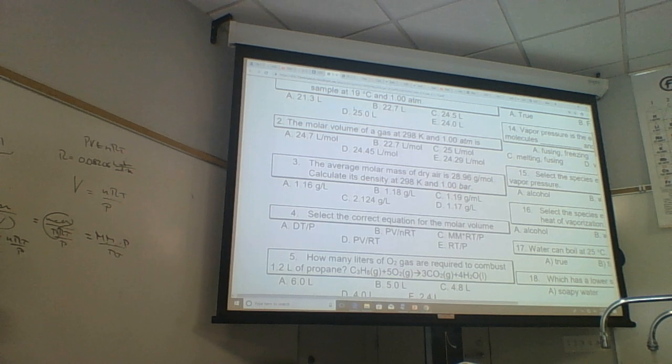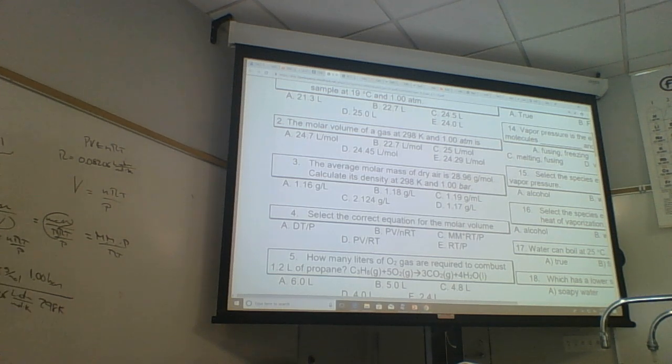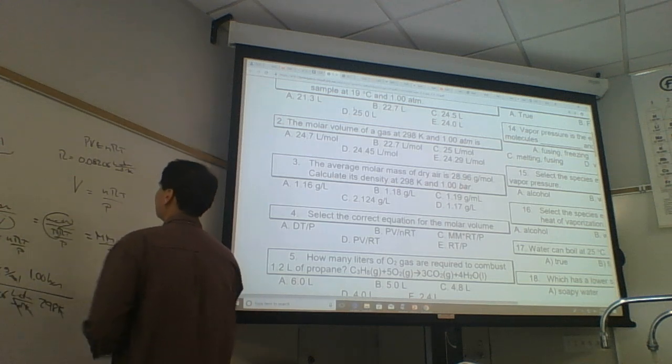So molar mass is in grams per mole. That's 28.96 grams per mole. Pressure is 1.00 bar. R is 0.08206 liters times atmosphere per mole Kelvin. And then the temperature is 298 Kelvin. And so let's see what cancels. Moles cancel, Kelvin cancels, atmospheres and bars don't cancel, so I have to convert. The conversion factor you don't have to have memorized. That would be a given.